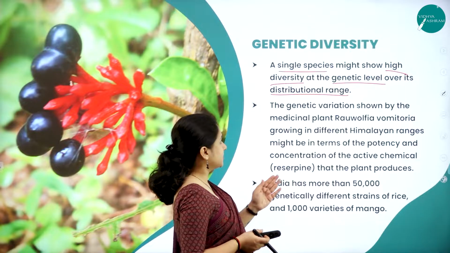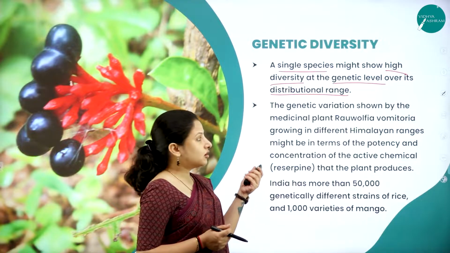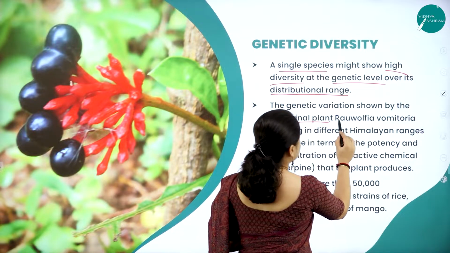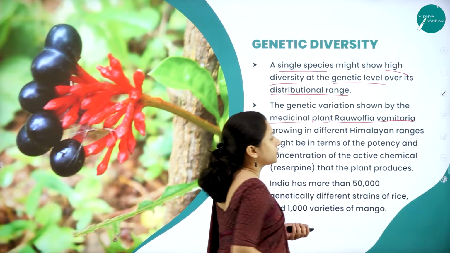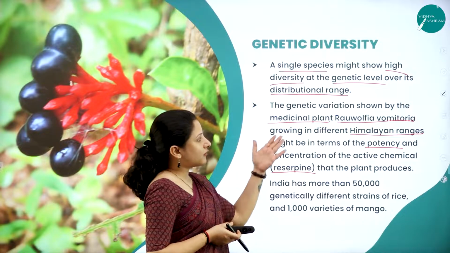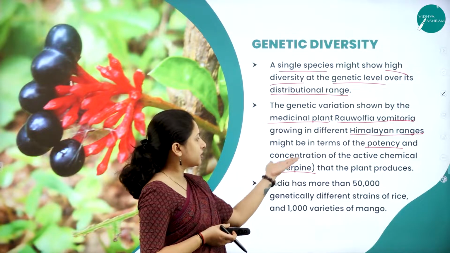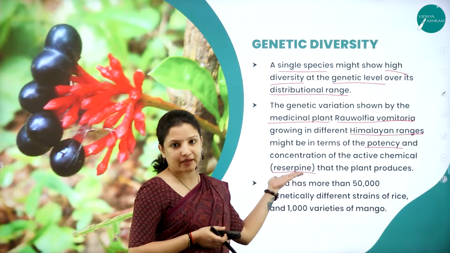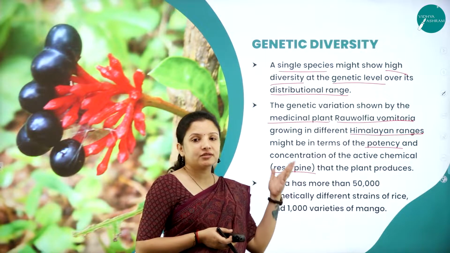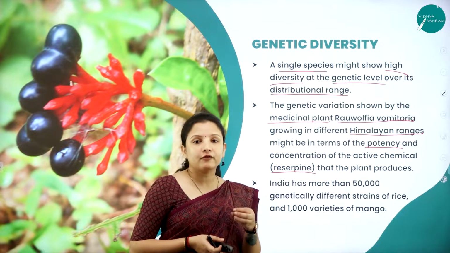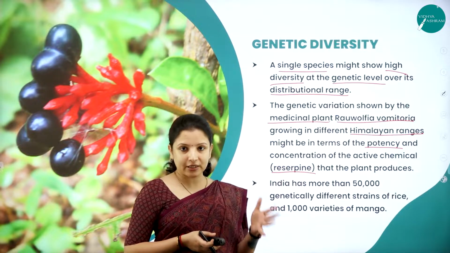We'll take the example here of one plant, that is a medicinal plant which is called Rauwolfia vomitoria. So here talking about Rauwolfia vomitoria, which produces a particular chemical compound called reserpine. So in the Himalayan ranges, there are different varieties or different species of Rauwolfia vomitoria being present.